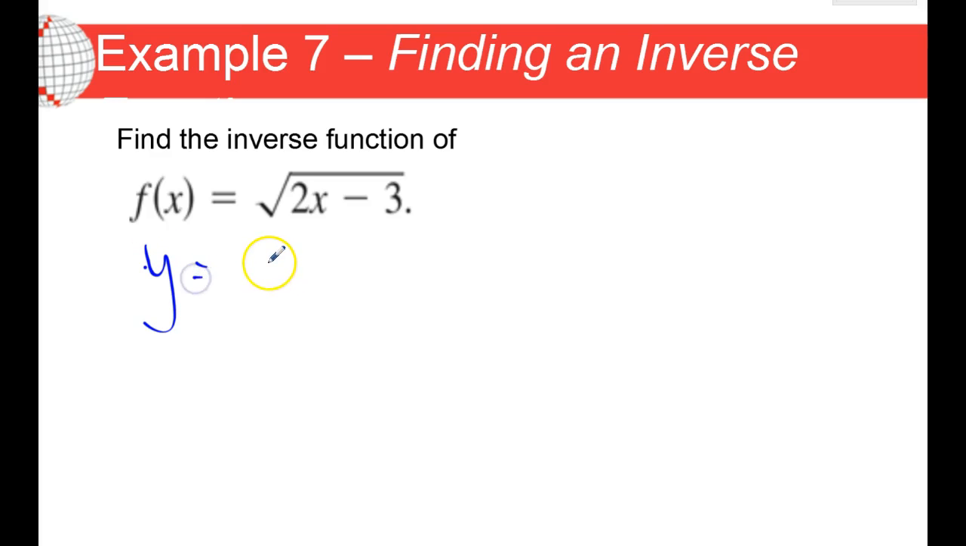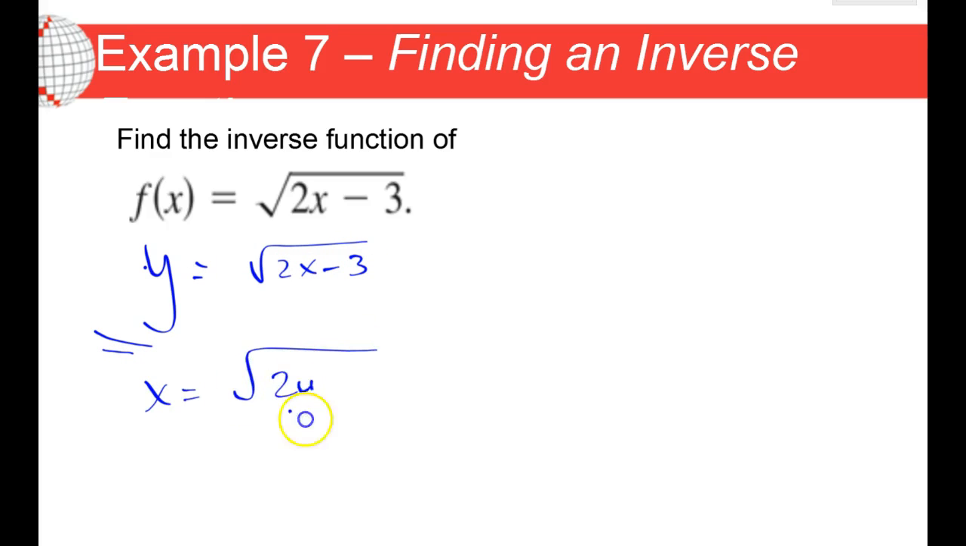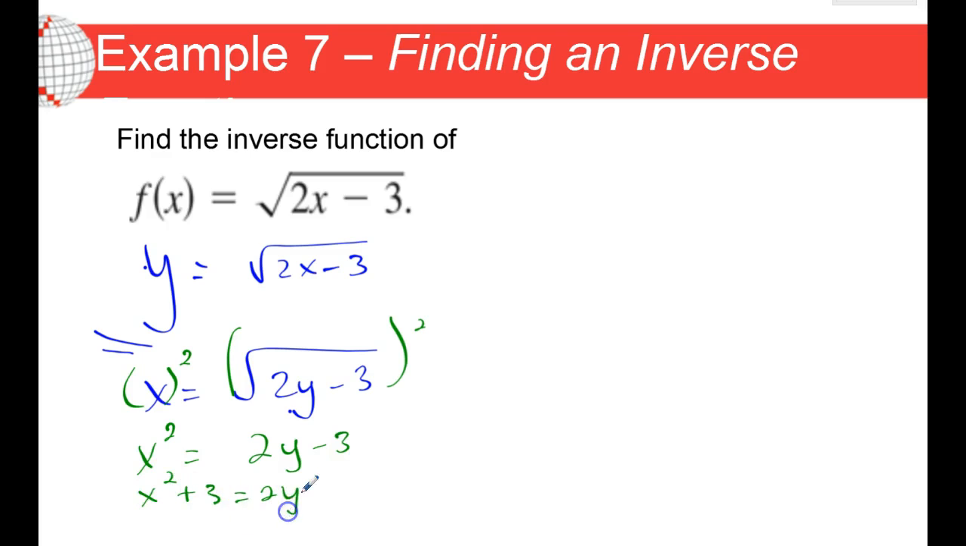If y is equal to the square root of 2x minus 3, then the inverse of that would be x is equal to the square root of 2y minus 3. Well, to solve for y, I'm going to have to square both sides. So x squared is equal to 2y minus 3. I'll add 3. X squared plus 3 equals 2y. And the last thing I do is divide everything through by 2.